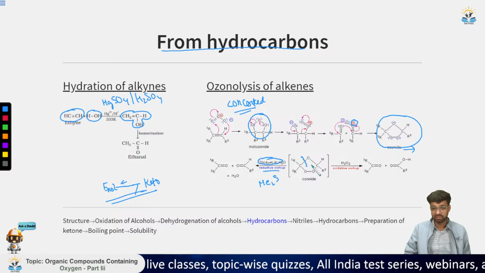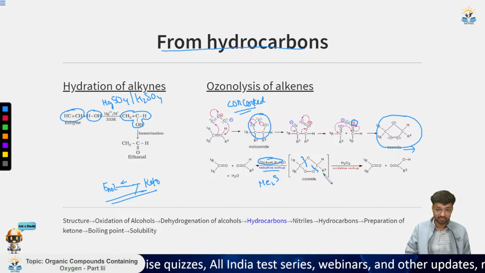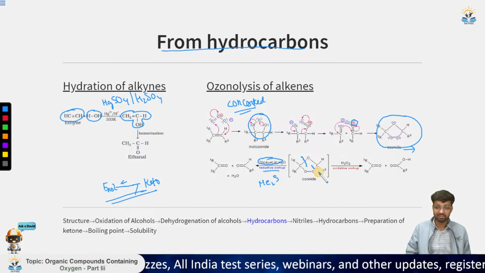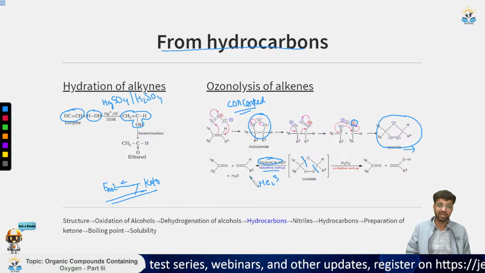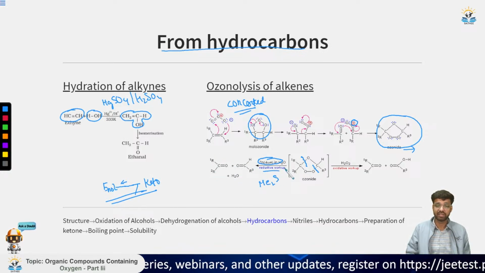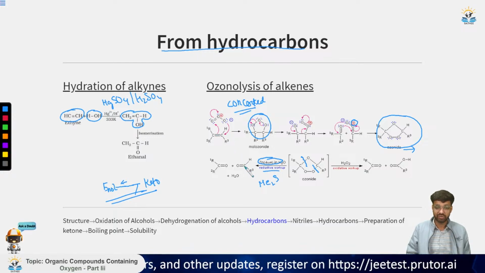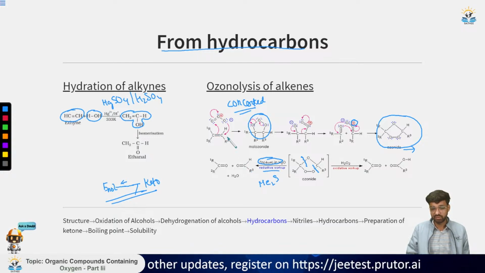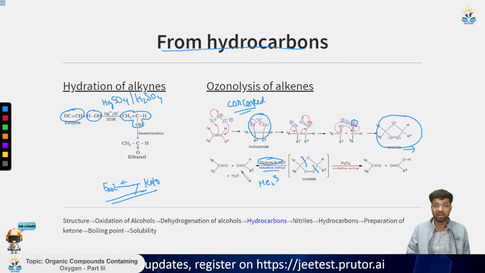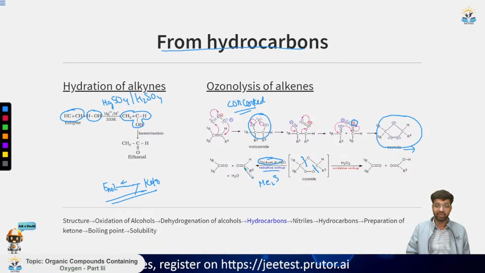So what will happen? This bond will break in this fashion, and we will get 2 moles of aldehyde or ketone depending upon where the alkene is present. Since it is not a terminal alkene, but an alkene just on the left of the terminal carbon, we will get a mole of aldehyde and a mole of ketone.